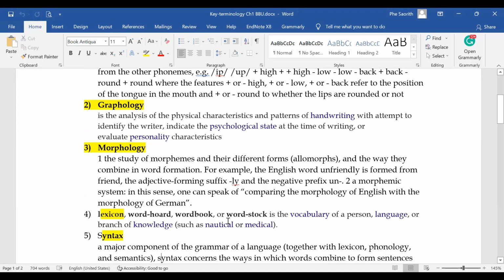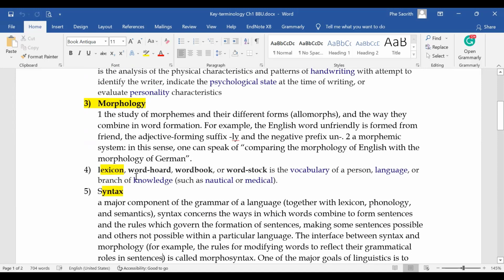Okay. And how about lexicon? It can be a phrase or word, for example heart, book, or word stock. A lexicon is the vocabulary of a person, a language, or a branch of knowledge. So this one is a lexicon, right? That is a word or phrase, right?